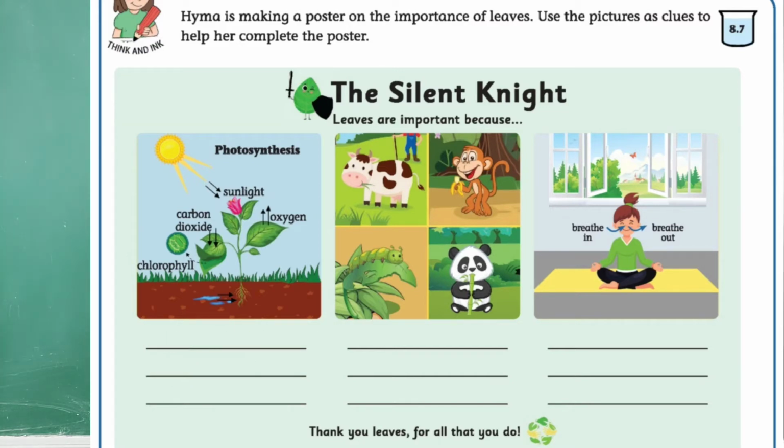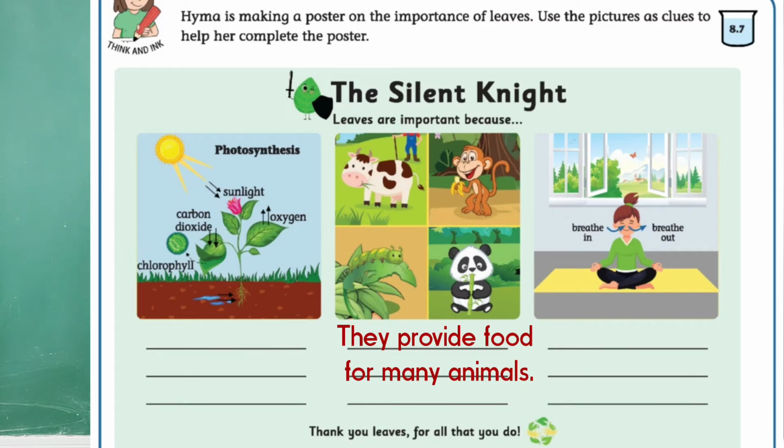Next, here you can see some animals, and with that you can also see plants. So these plants are providing food for many animals. Okay, so you have to write, they provide food for many animals.